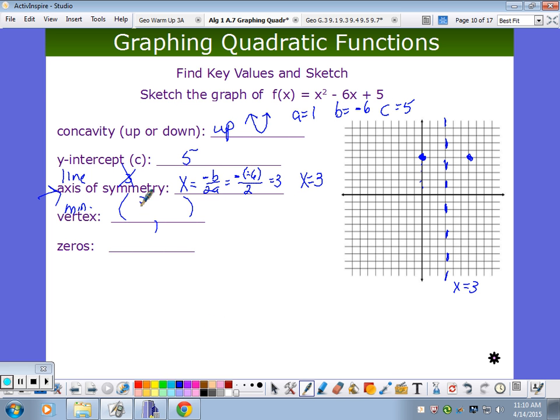3. Why is it 3? The axis of symmetry is going to be on this line here. What is the x value of any point on this line? X is 3. Okay, I know an x. How do I find a y?